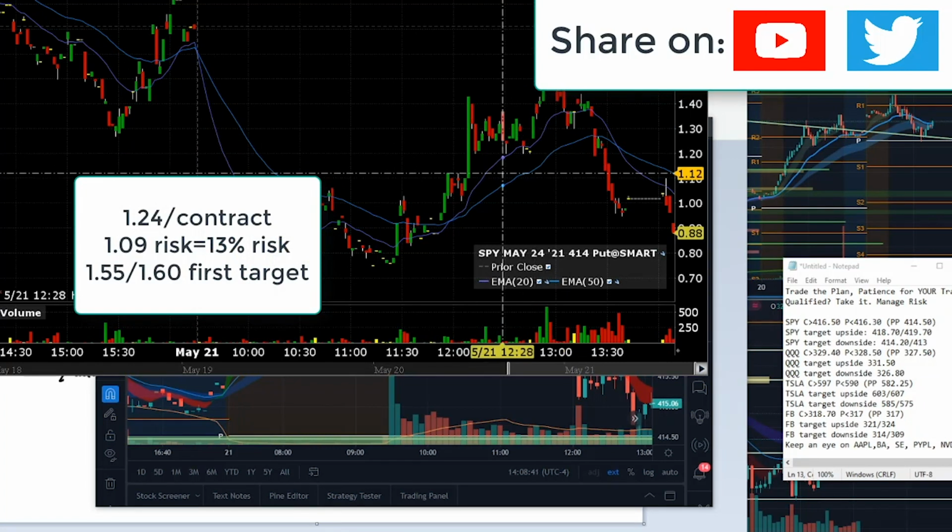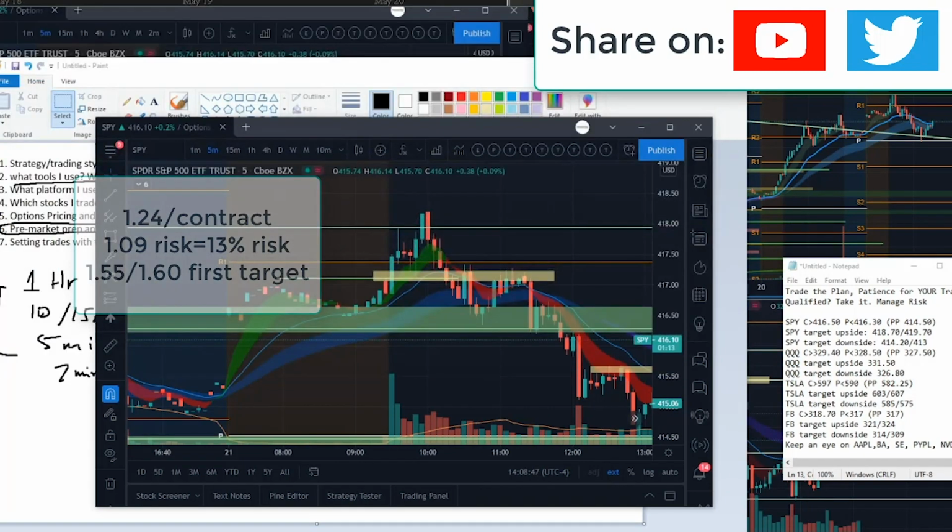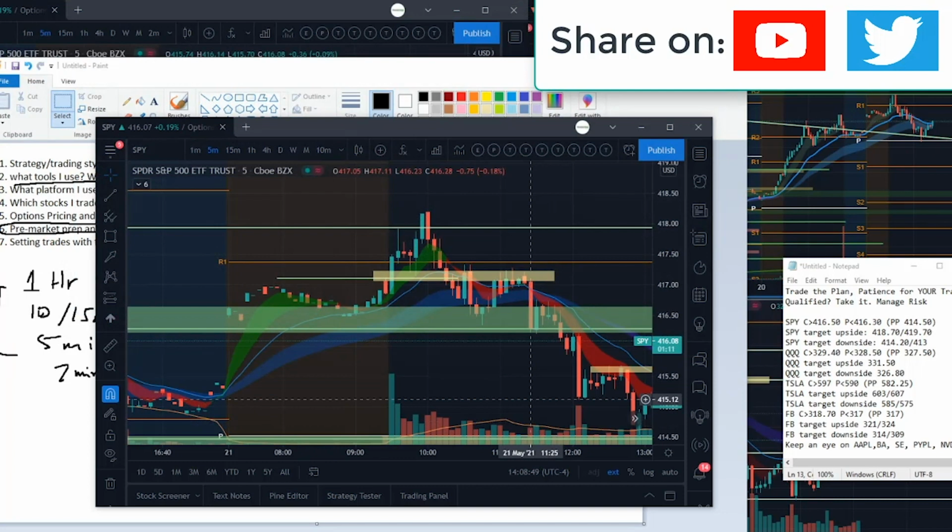So I'm using structure for both the options contract and the underlying, right? So keep that in mind. Always trade with an options chart in front of you. So that is the idea behind it.